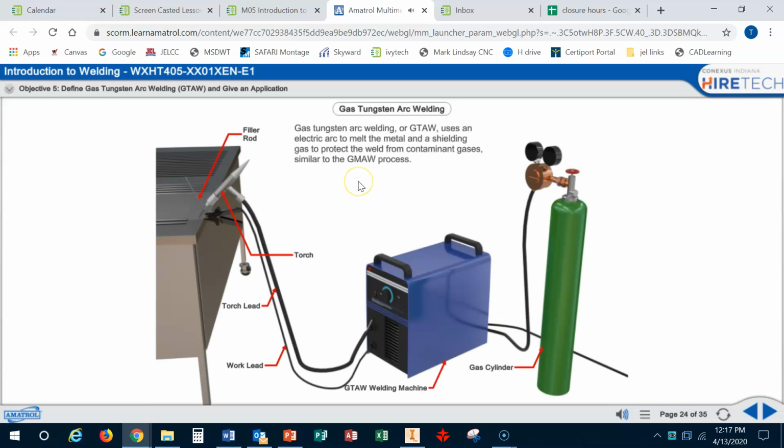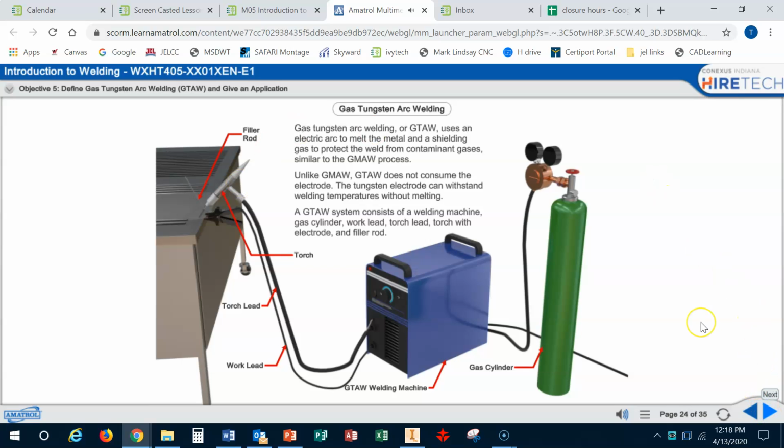Gas tungsten arc welding, or GTAW, uses an electric arc to melt the metal and a shielding gas to protect the weld from contaminant gases, similar to the GMAW process. Unlike GMAW, GTAW does not consume the electrode. The tungsten electrode can withstand welding temperatures without melting. A GTAW system consists of a welding machine, gas cylinder, work lead, torch with electrode, and filler rod.